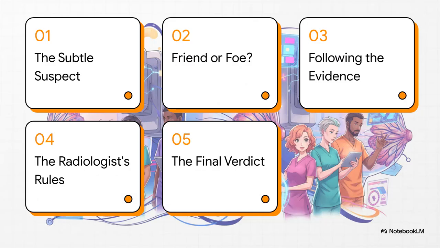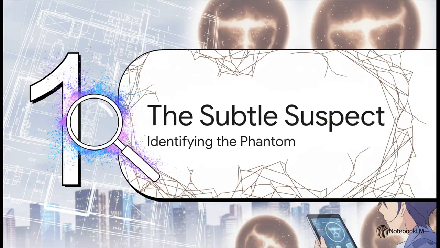So, here's our game plan for cracking this case. First, we'll identify our suspect. Then, we'll figure out if it's a friend or a foe. We'll follow the evidence, learn the radiologist's rules, and finally, we'll get to the verdict. All right, first things first. If we're going to catch this suspect, we need to know what we're looking for. So, what is architectural distortion really?